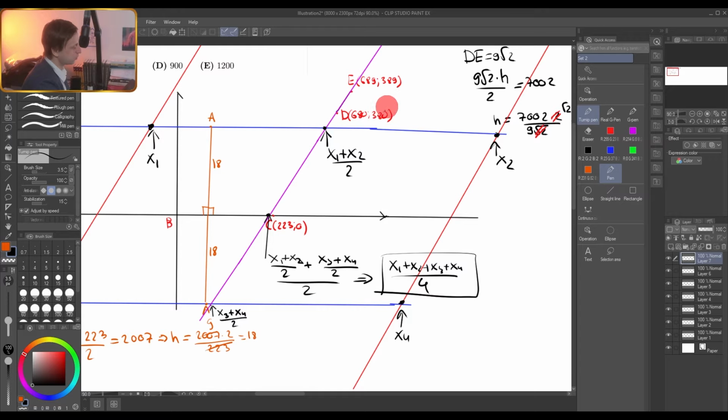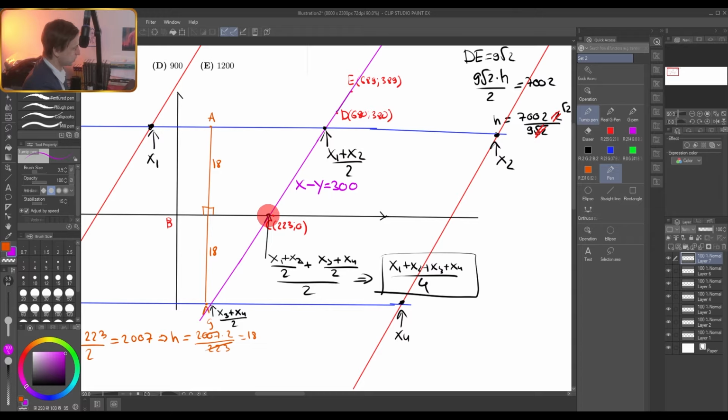What is the equation for this purple line? In order not to waste time, you can guess this equation very fast. You see, the difference between x and y here is 300. So x minus y is 300 for this point, and x minus y is 300 for this point. Therefore, this purple line has the equation x minus y equals 300. This is it. And you need to find the x intersection of this line.